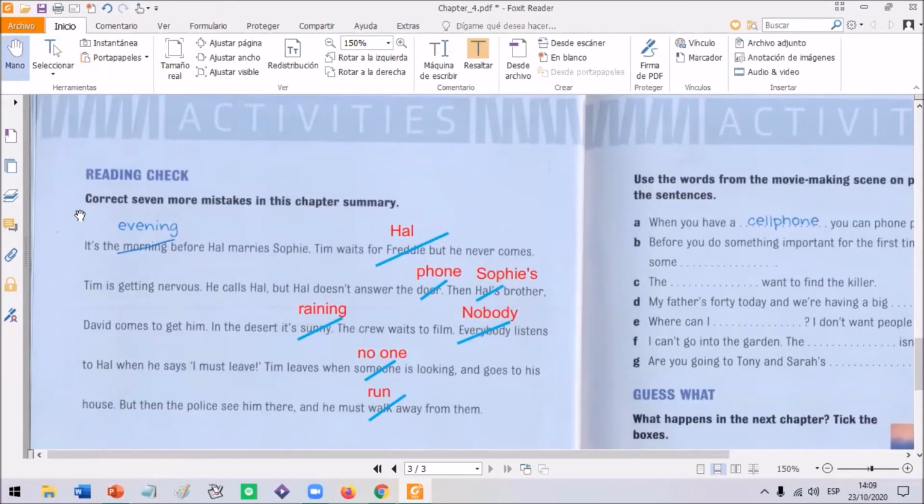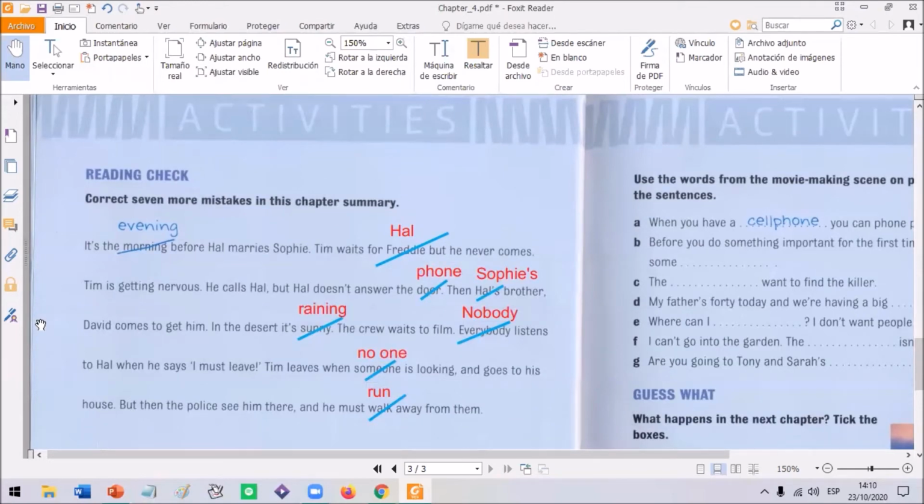All right, ahora que lo tenemos corregido, lo voy a leer una vez más. It's the evening before Hal marries Sophie. Tim waits for Hal, but he never comes. Tim is getting nervous. He calls Hal, but Hal doesn't answer the phone. Then Sophie's brother, David, comes to get him.